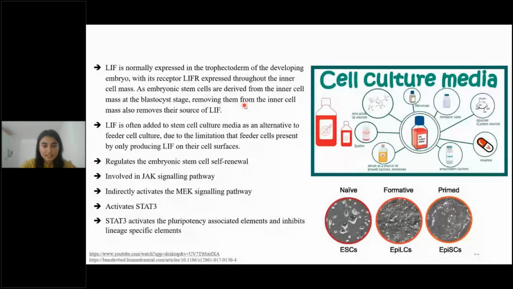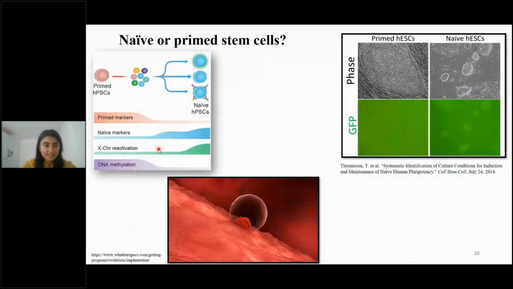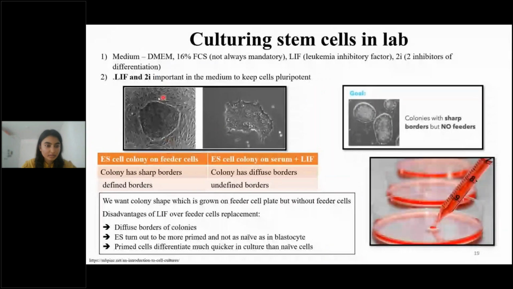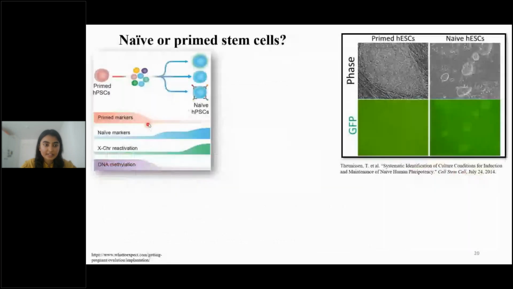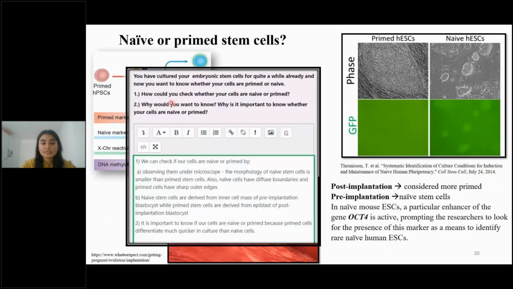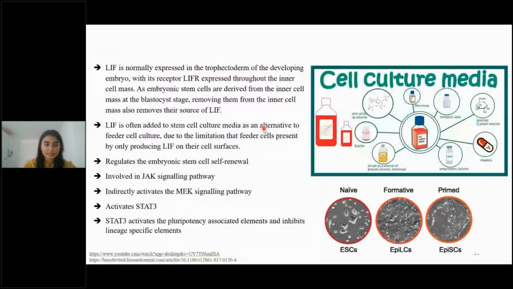Obviously, it makes sense. Then LIF is often added to the stem cell culture as an alternative to the feeder cell culture, because when you look at the microscope, it's hard to see. For example, in this picture which we saw before, this colony is nice, so we can see, but if the colony is not well formed, then we cannot say if it's a feeder layer, or if it's a feeder colony forming, or if it's our colony. So it's better, if we add LIF, then there is no need for a feeder layer, we can just add LIF in the medium.